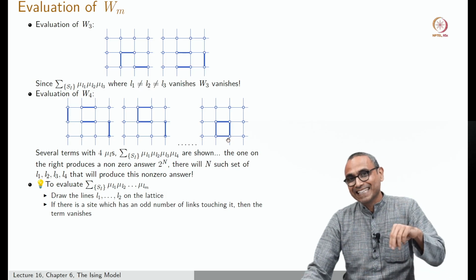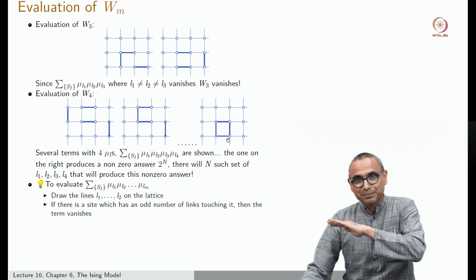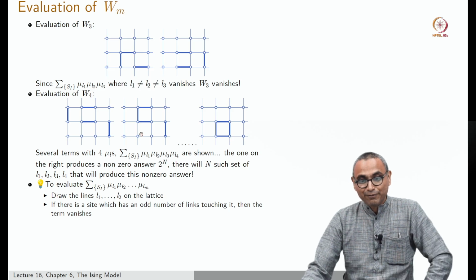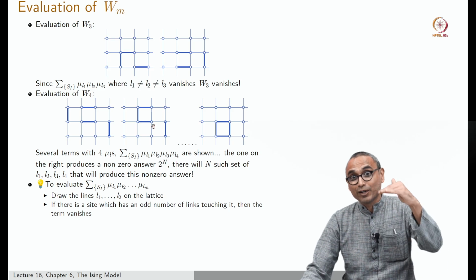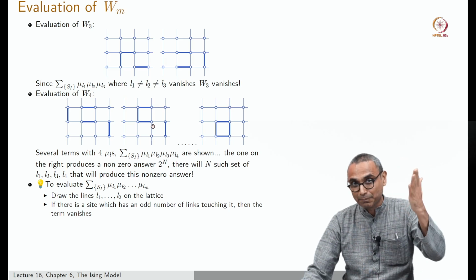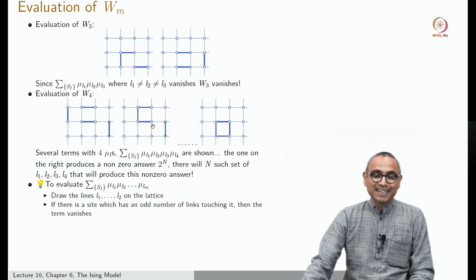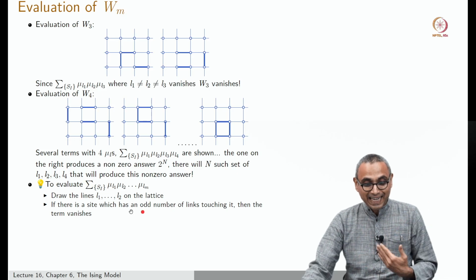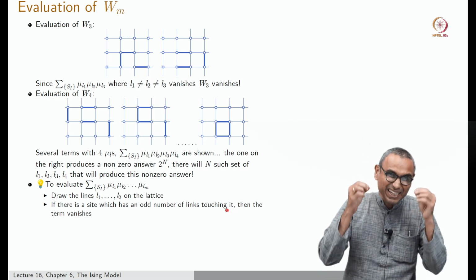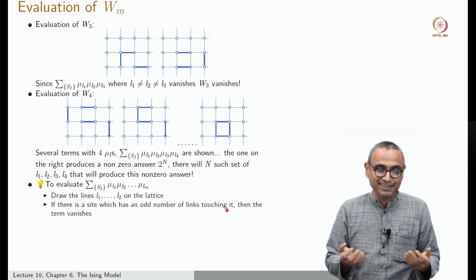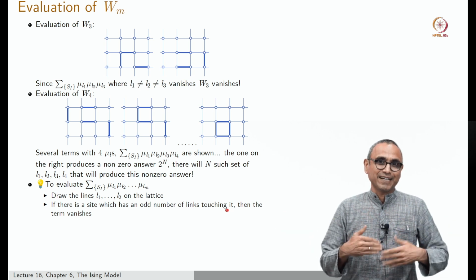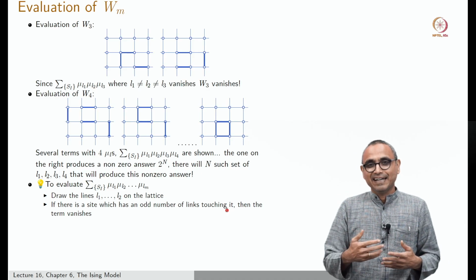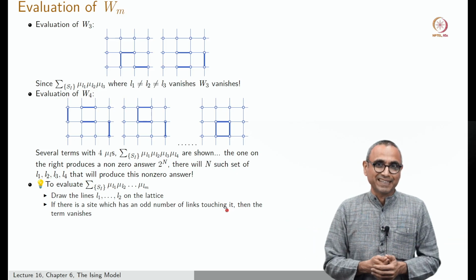Okay. Whenever a site is touched by 2 links, in the term, the spin at that site contributes as a power of 2. If it is touched by a single link, then it will only come as a single power. The spin will show up as a single power. So in other words, if you have, after drawing these link pictures, if you find that there are sites which have an odd number of links touching it, even a single site with an odd number of links touching it, then that term will vanish. Because when I sum over all spin configurations, I will have a single power of this spin, and that will simply add to 0, and you will get the full term vanishing.